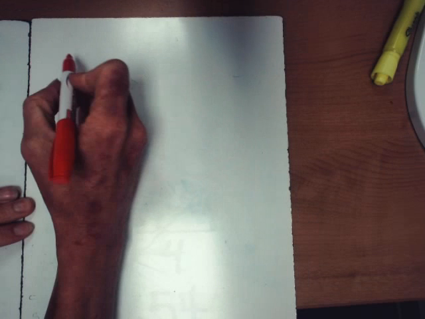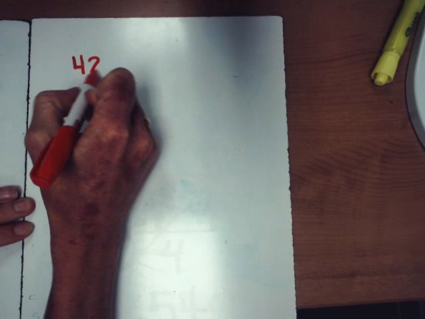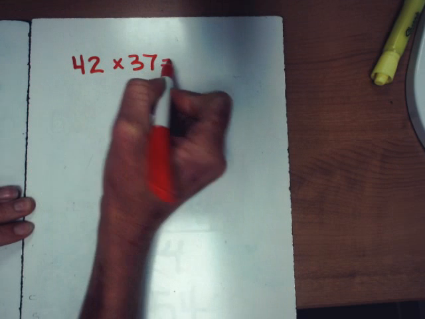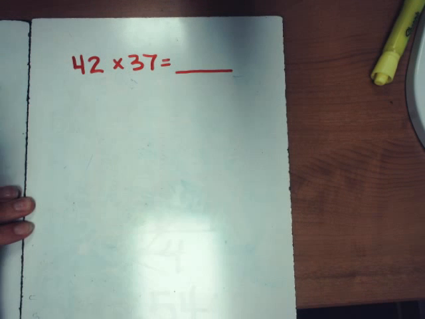Okay, so today we are reviewing the lattice method for multiplication of whole numbers. Then we'll move on to decimals, and I'll show you how it works with decimals. So first, let's start with 42 times 37, and we're looking for the product.